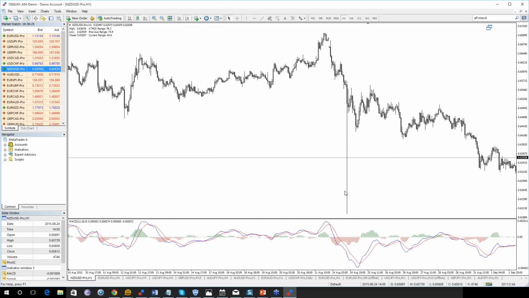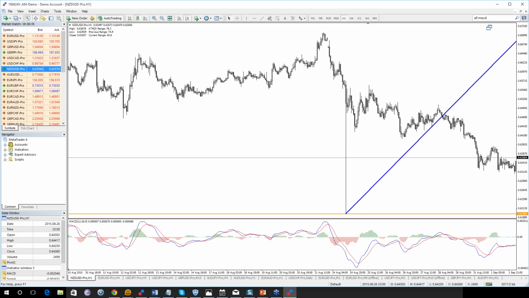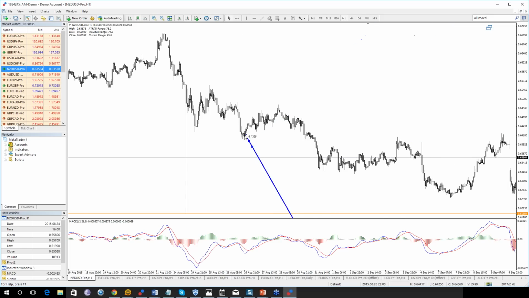When you see this, you never connect wicks. This is a good example, because you just need to place a line where there was strong buying, at this point. Strong buying here. So you cannot place a trend line like this. It doesn't have any power. The only valid trend line could be this one.